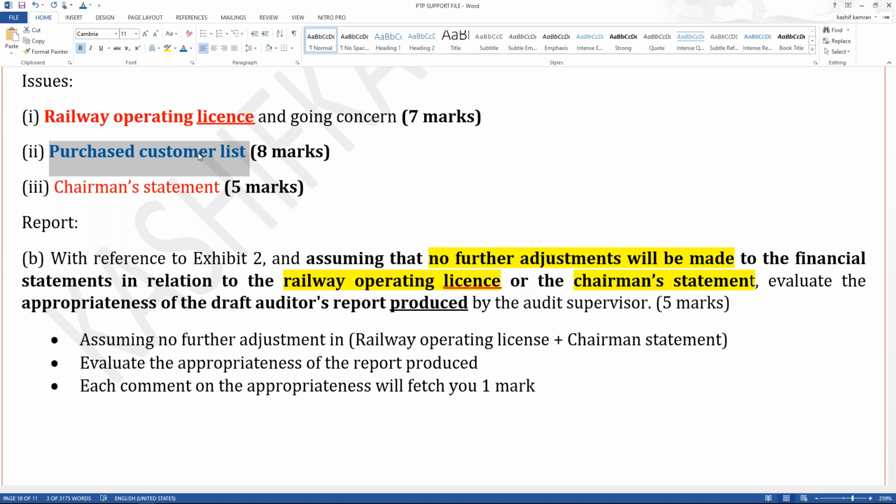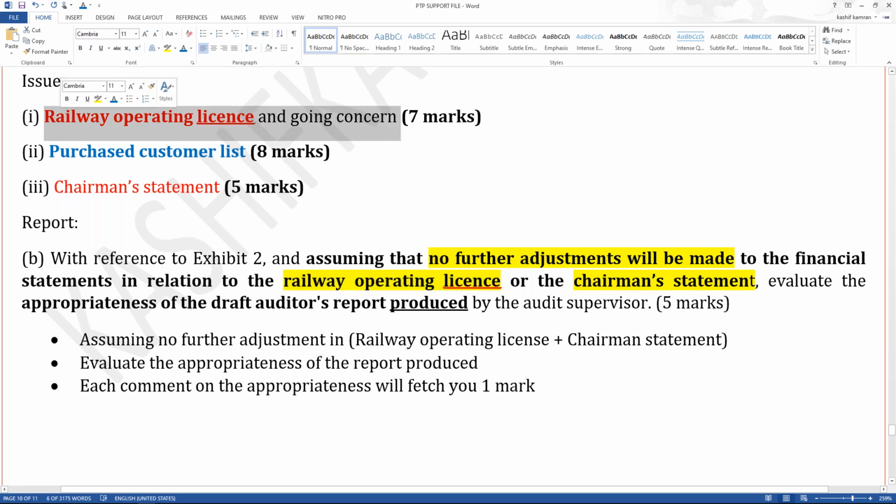No, who is asking that going concern question? Railway operating license and going concern is one issue, right? Examiners are using the short form, railway operating license. Railway operating license and going concern is one accumulative issue, right? So don't get distracted that railway operating license and going concern are two different issues. That's one complete statement, railway operating license and going concern, right? Is that clear?